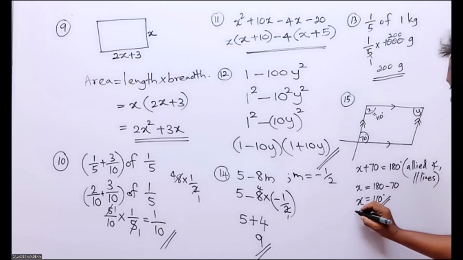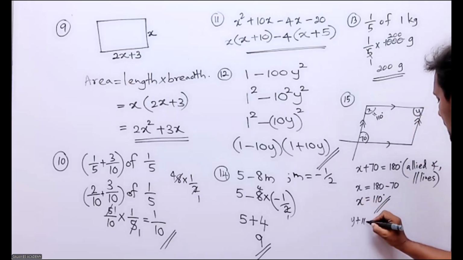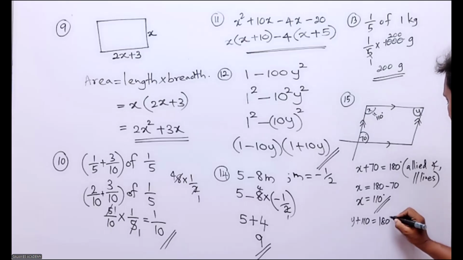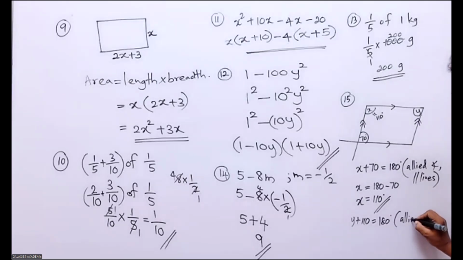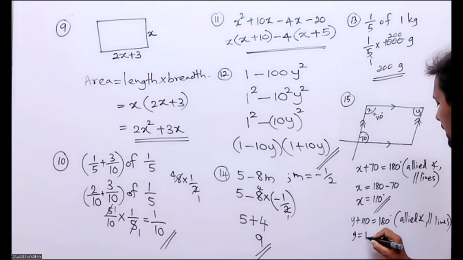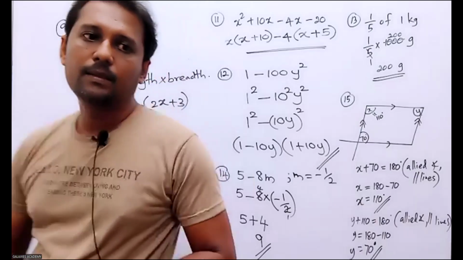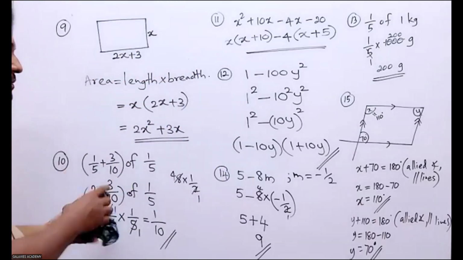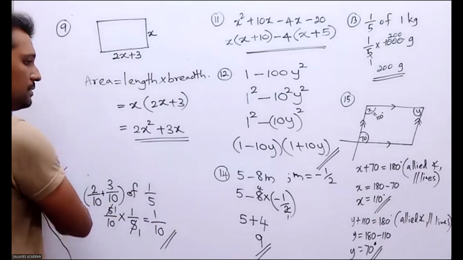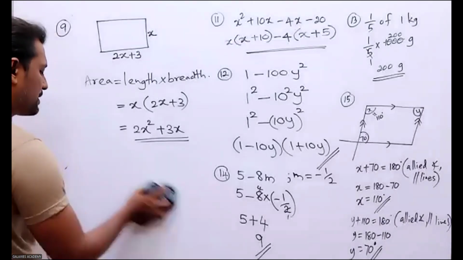Y plus 110 equal 180. The reason is allied angles and parallel lines. Then you can find the value of y. 180, this one goes to the other side, minus 110. So y equals 70 degrees. Right? Y equals 70 degrees. Right? They are the answers for question number 15.